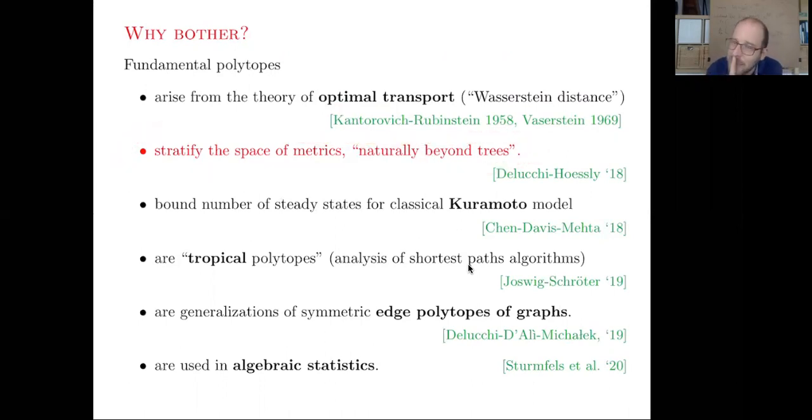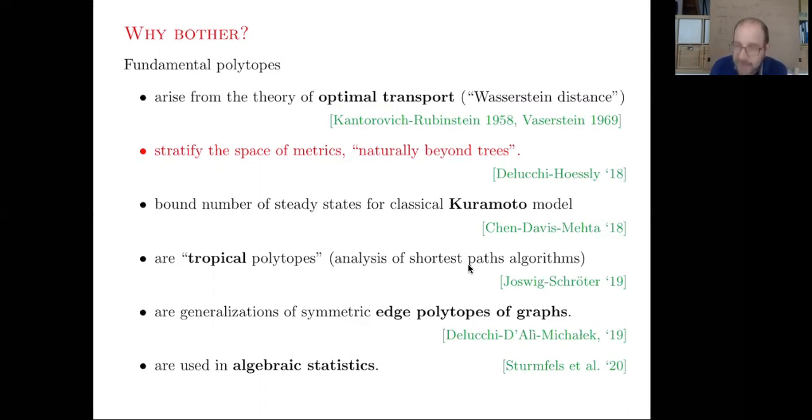And remember, the old picture, right, with the trees. So basing on the graph, the graph is not unique if I go beyond trees. But the polytope is unique. It only depends on the metric, right?